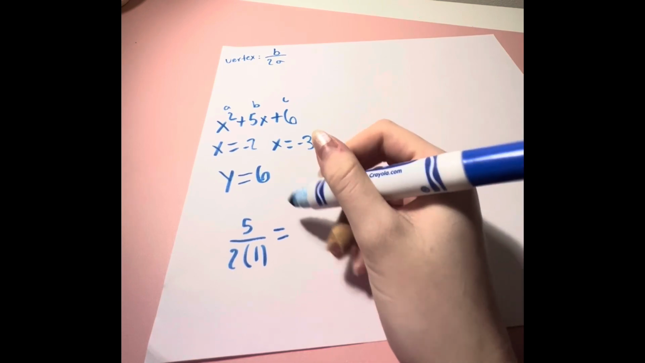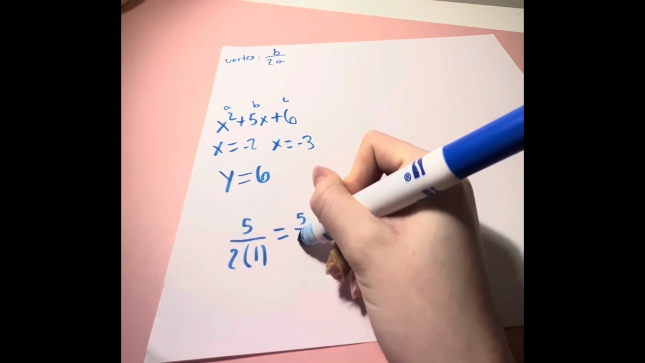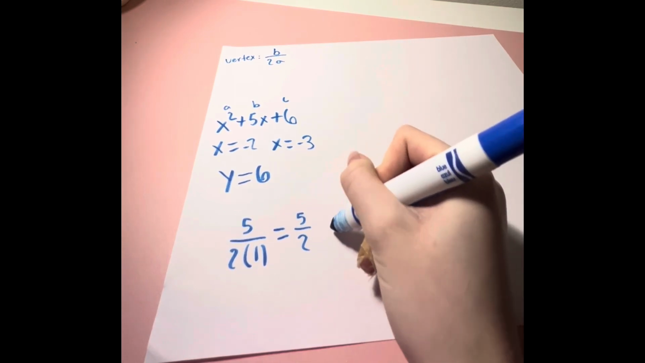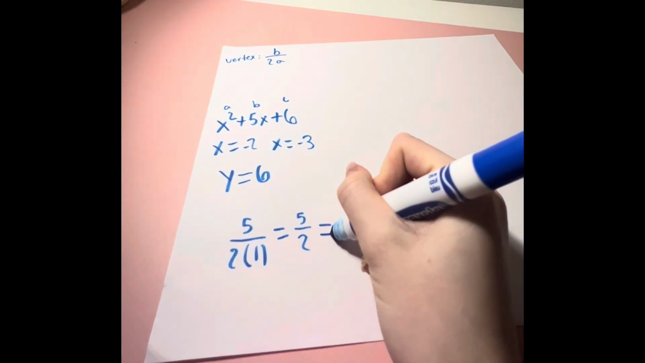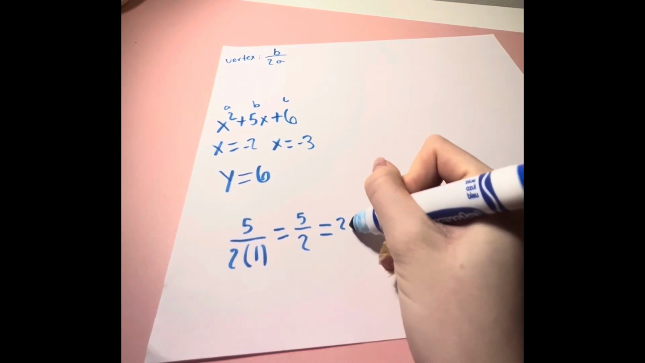This is then going to be 5 over 2. And that, if we simplify, is going to be 2.5.